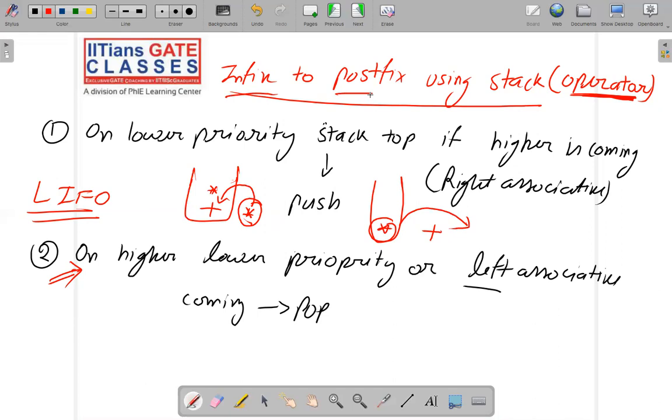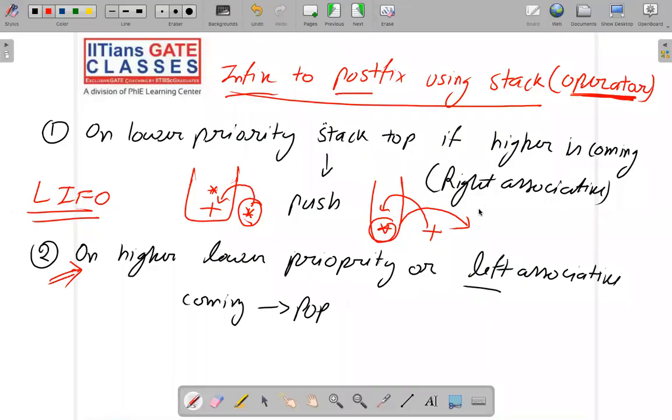If star is there, which is of high priority, and a low priority operator is coming up, then we pop and push this one. We will not only pop the topmost, we will pop until either the stack is empty or a low priority operator has come.